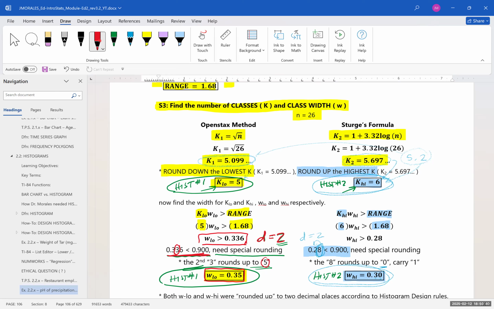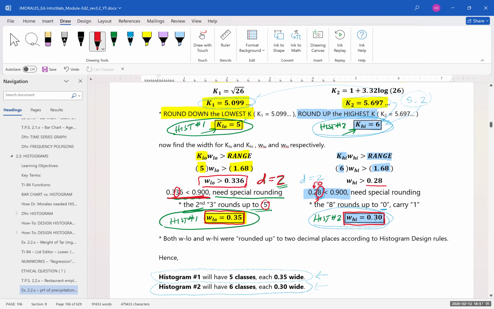With the other width that we calculated, we got a width of 0.28. We need to go to the second decimal place. And because it's an 8, we're not going to round it up to 5. We're going to round it up to 10. So that means we're going to put a 0 in the place of 8 and carry the 1 over and make that a 3. And that's where we got that.